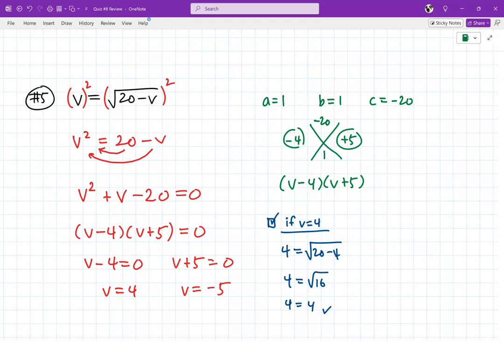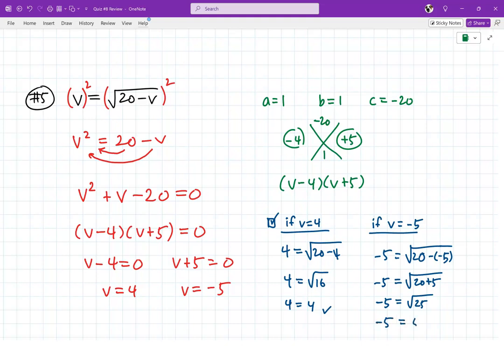Now, if v is negative 5, then I'm going to put negative 5 is equal to the square root of 20 minus a negative 5. So that's negative 5 is equal to the square root of 20 plus 5. Well, 20 plus 5 is 25, and the square root of 25 is 5. That doesn't work. So negative 5 is an extraneous solution. My only answer is 4.